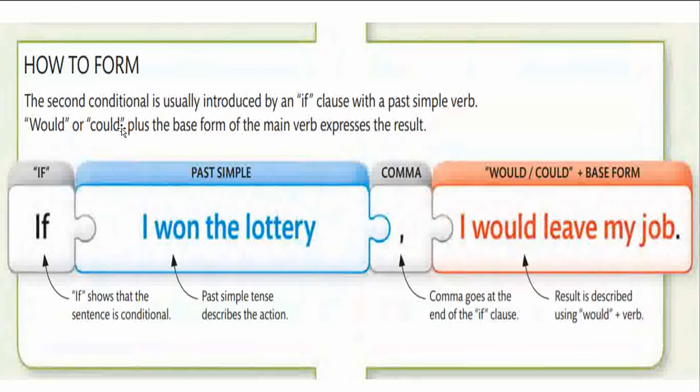Now let us go back and see. The second conditional is usually introduced by an if clause with the past simple, and would or could plus the base form of the verb expresses the result. So you need to have could or would. This is quite an important point for editing. Kindly make a note of it. Either could or would, both are possibilities. The result is described using would plus the verb.